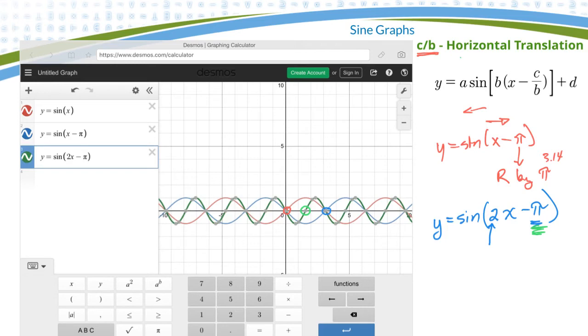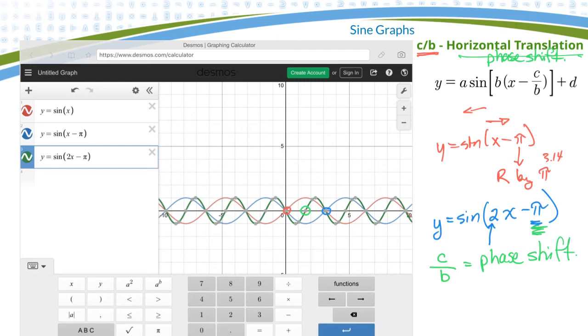So with horizontal translation, if they want to know how much you have moved over, another name for horizontal translation, by the way, is phase shift. If you want to know what the phase shift is of any graph, what you do is you take C and you divide it by B. Okay, so that'll be what your phase shift is.